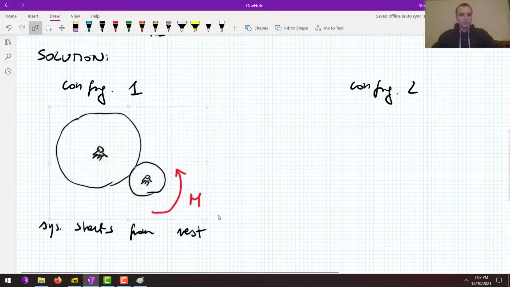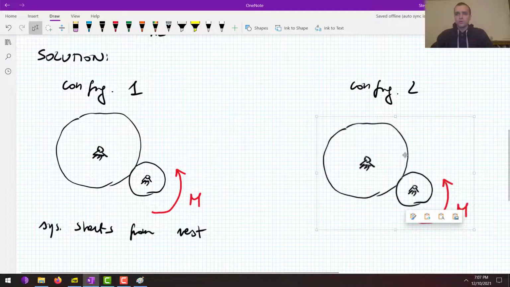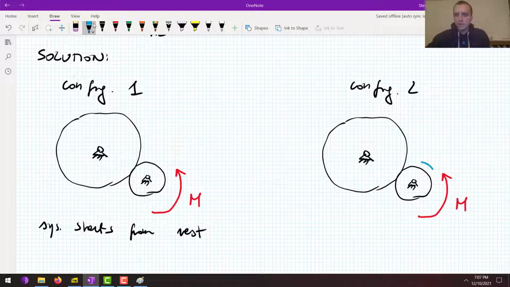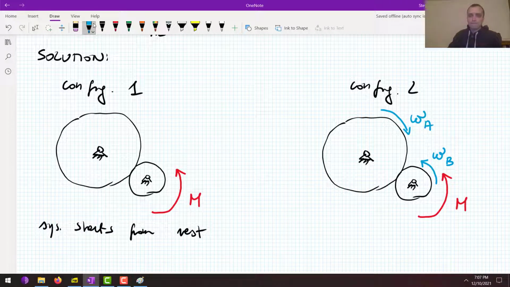And let's see what happens at configuration 2. At configuration 2, we have the same gears, but this time they rotate, right? This guy will have omega B, and this guy will have omega A. And I think that's all. Nothing more interesting is happening in here.